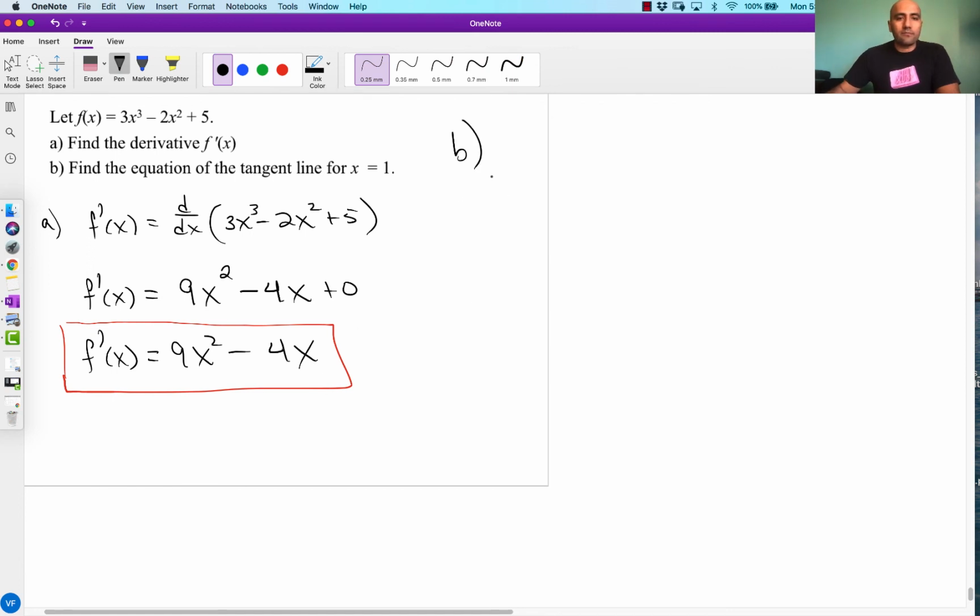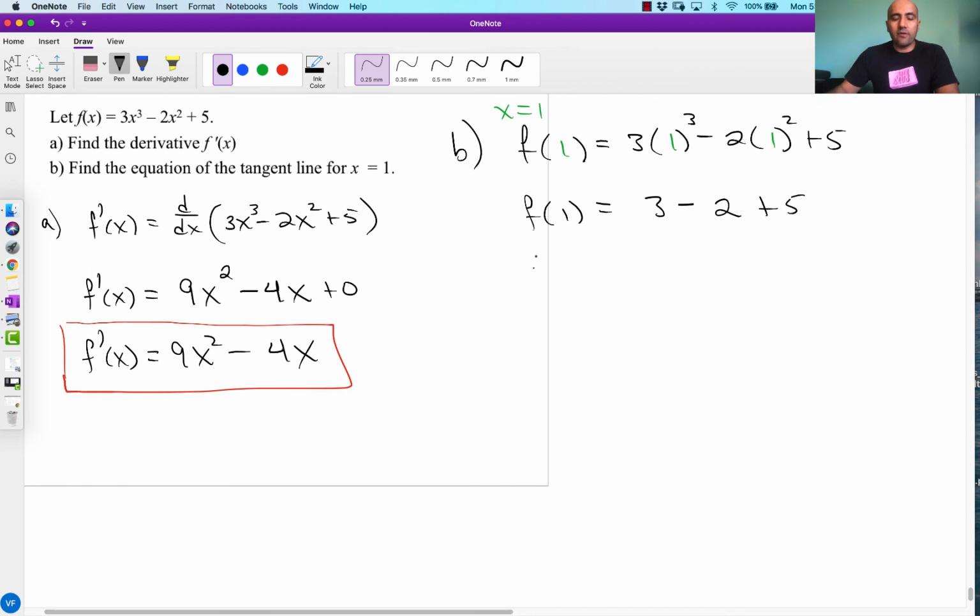So for part B, we're going to first of all find f of 1 so that we can find the ordered pair on the function. So that would be 3 blank cubed minus 2 blank squared plus 5. And we're going to put a 1 in there because we're dealing with x equals 1. So if we simplify that, we get f of 1 equals 3 minus 2 plus 5. So f of 1 equals 6. So we have the ordered pair (1, 6). The ordered pair (1, 6) is the point on my function, and we want to find the equation of the line tangent to this point. That's the whole goal.